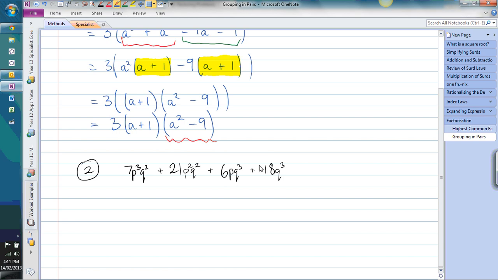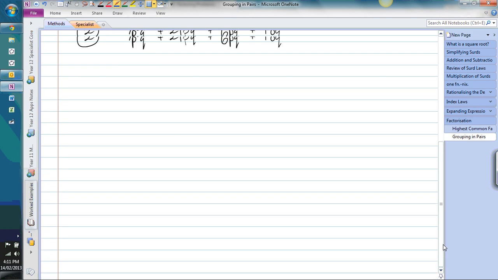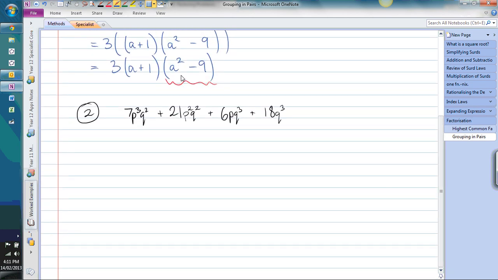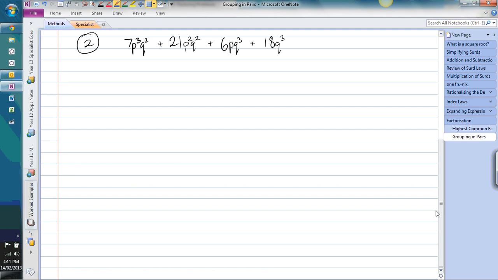I'd like to look at a second example of grouping in pairs. This one's a little bit more straightforward, and it's not going to have this messy thing at the end that we need another method for. So here we have 7p cubed q squared plus 21p squared q squared plus 6pq cubed plus 18q cubed.